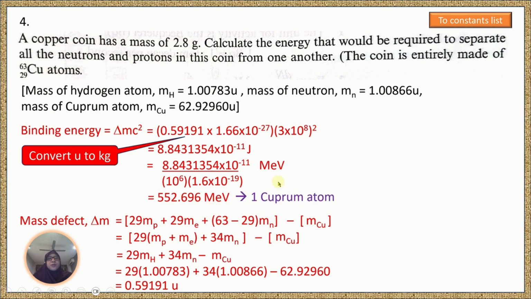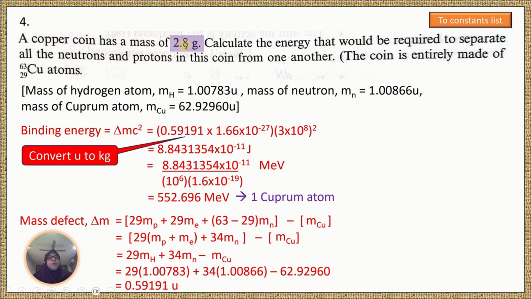Okay, next we go. Another one. The question gives that copper has a mass of 2.8 kilogram. So that means what we calculated just now is for one copper atom.